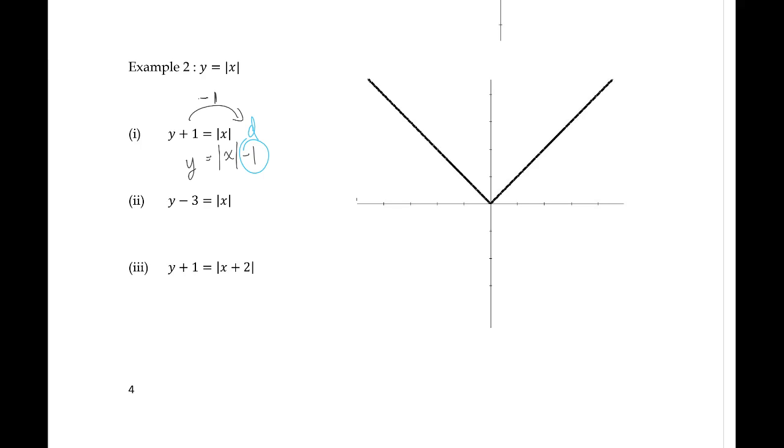So I'm given the original parent function, my absolute value of x. So I'm going to shift that down 1, and my points will all shift too. So it should look exactly the same shape. So all these lines should be running parallel to each other. That right side is just so much easier. Okay.